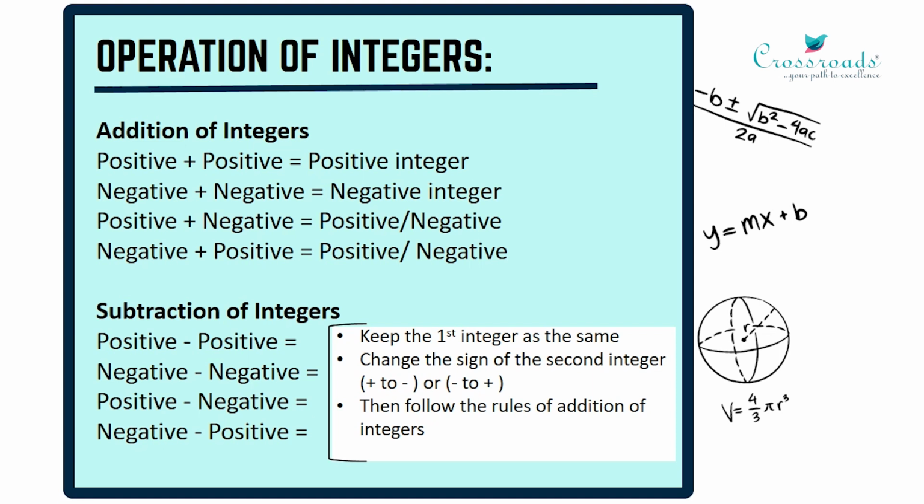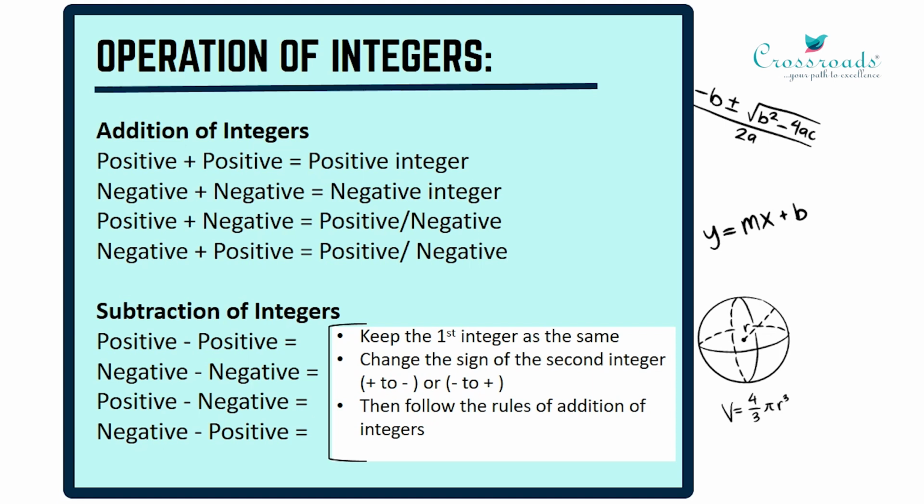Now let's discuss operations of integers. Students should remember these basic rules. For example, a positive integer added to a positive integer, the resultant sum will be a positive integer. Example, 5 plus 3 is nothing but 8. A negative integer added to a negative integer will be a negative integer. For example, minus 5 added to minus 3, the resultant answer will be minus 8.